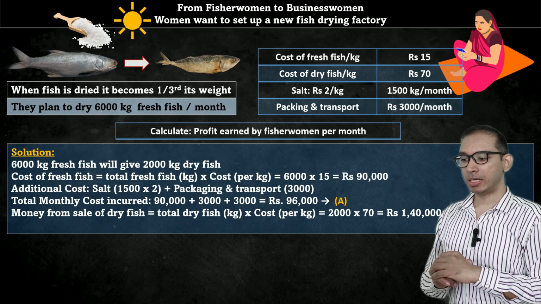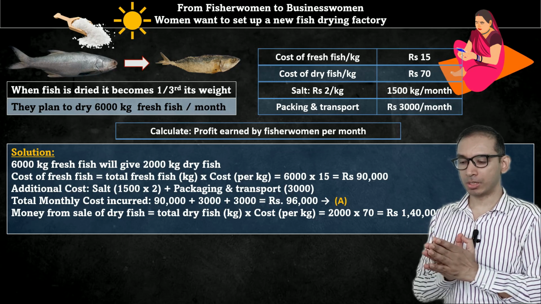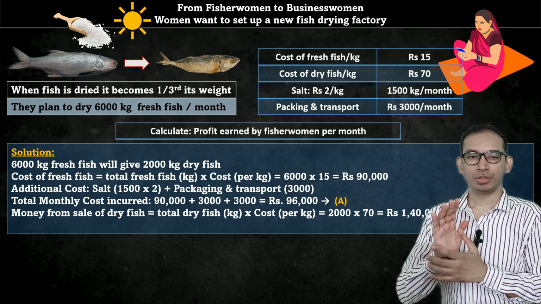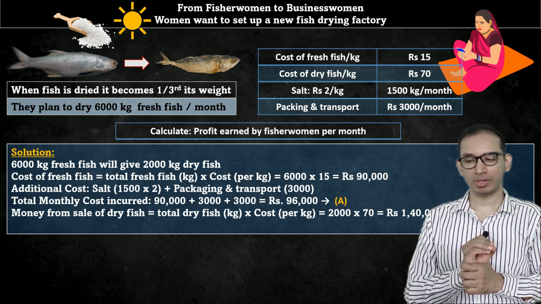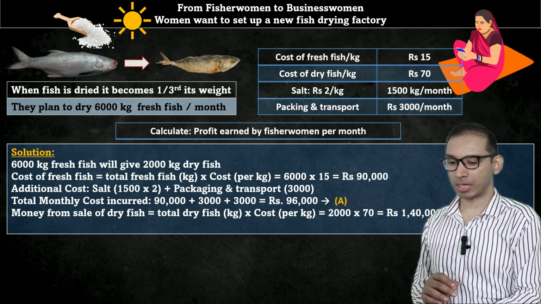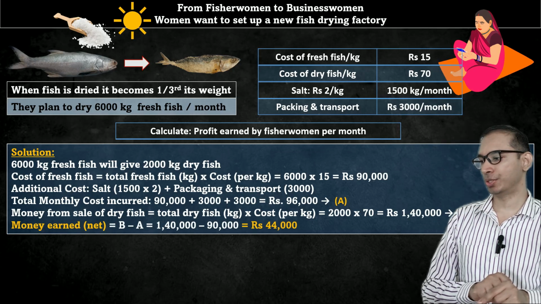And what is your money from the sale of dry fish? So total dry fish cost per kg. You will get 2,000 kgs of dry fish. Your price per kg is 70 rupees. Multiply the two, and you get 1,40,000 rupees.